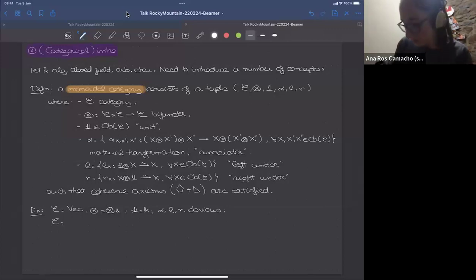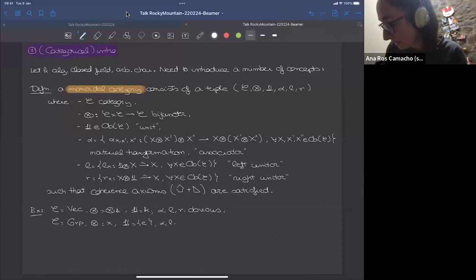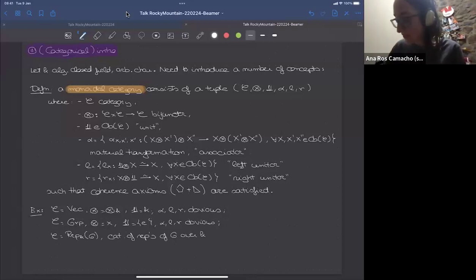So let me give you a slightly more interesting example. Groups: in this case, the tensor product is the direct product of groups. The unit is just the trivial group, and alpha, L, and R are also obvious, the obvious ones from group theory. And well, now that we are talking about representations, why not something slightly more fancy. This is the category of representations of G over this base field K.